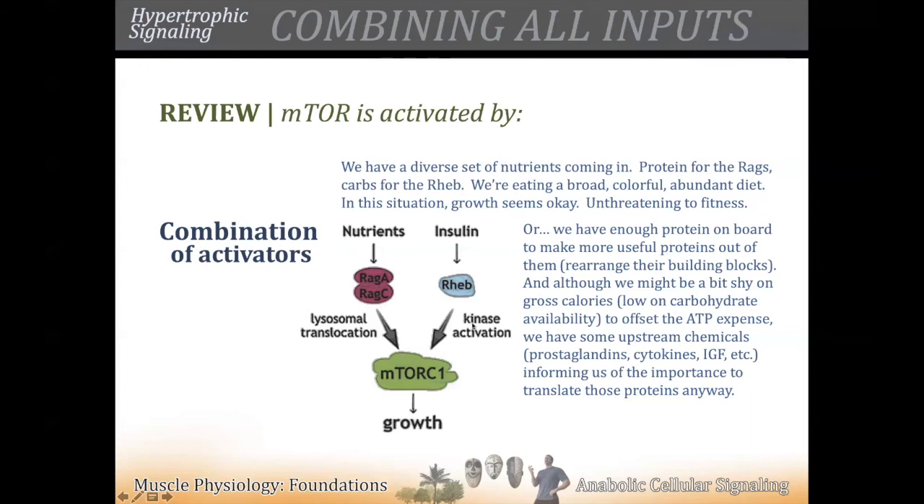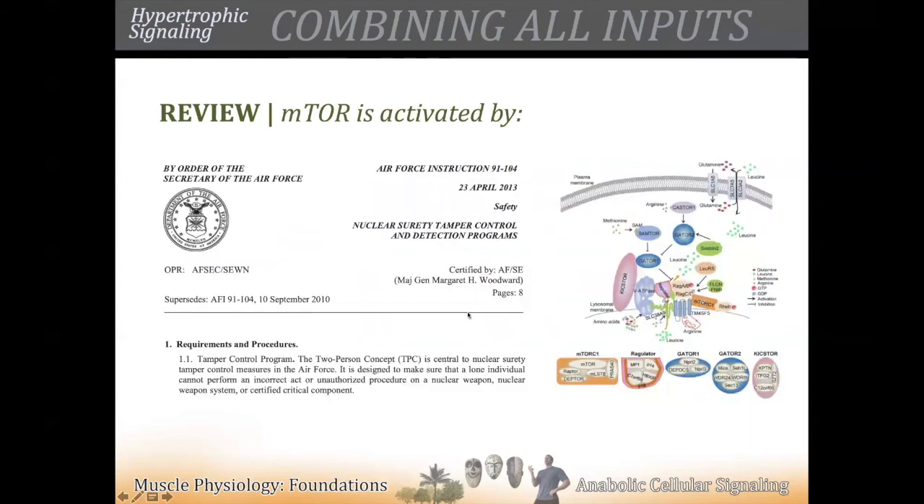So you need both of these, and it's a little bit like the Nuclear Surety Tamper Control and Detection Program from 2013, by order of the Secretary of the Air Force. Section 1.1, the very first thing this little 8-page document says, here are the policies from official statements from the Air Force. Section 1.1, Tamper Control Program, the two-person concept, meaning if we're going to have some nuclear activity, you can't have one person doing it. That one person could be biased.